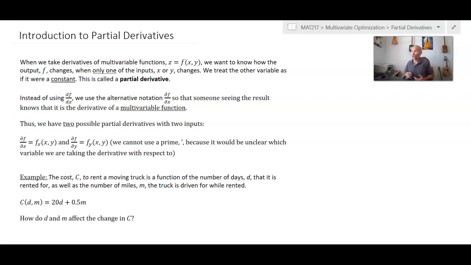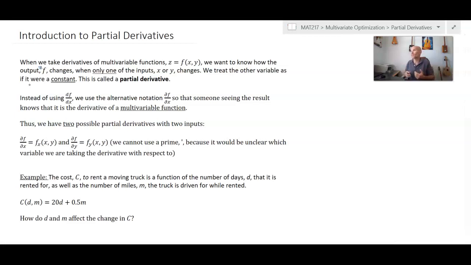Now that we have a review of derivatives, we're going to take a look at these things called partial derivatives. When we take derivatives of multivariable functions of the form z equals f of both x and y, so two inputs, we have x and y as our inputs, z is our output. We want to know how the output f, or we could alternatively say z, changes when only one of the inputs x or y changes.